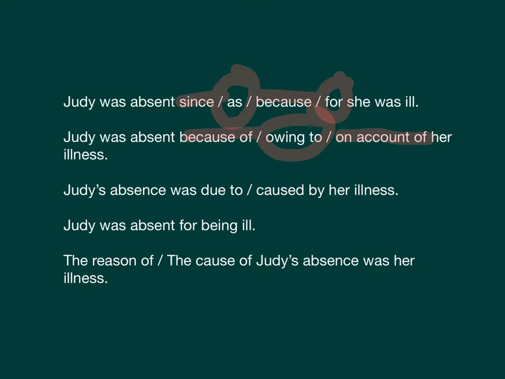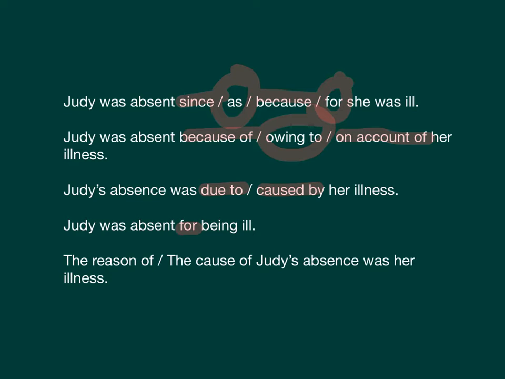Let's take a look at the third sentence. Judy's absence was due to her illness. Judy's absence was caused by her illness. The fourth sentence. Judy was absent for being ill.